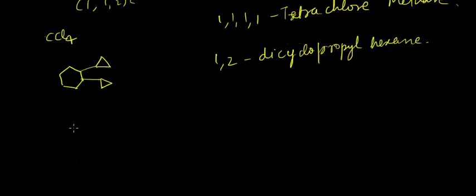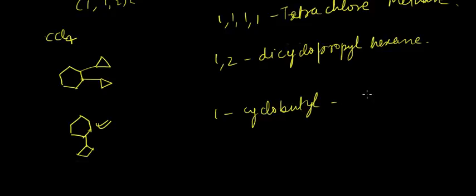If we have something like this, then its IUPAC name would be based on this ring, as the number of carbon atoms in this ring is greater than the number of carbon atoms in the below ring. So it would be nothing but 1-cyclobutyl cyclohexane.